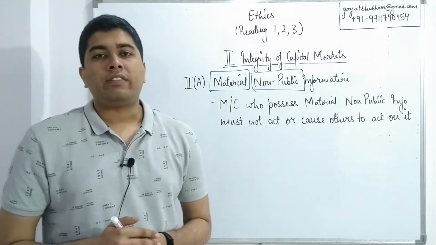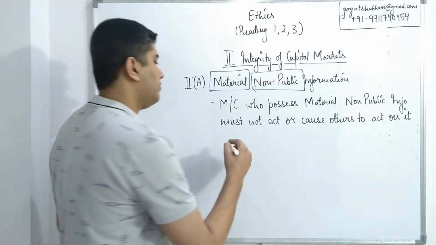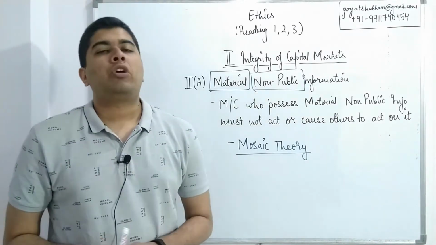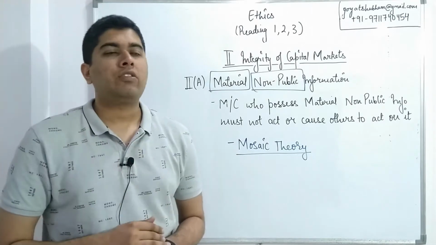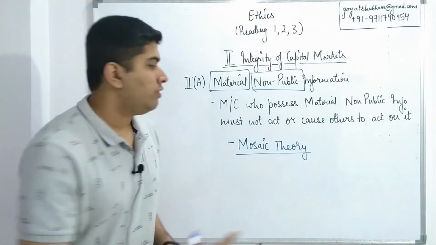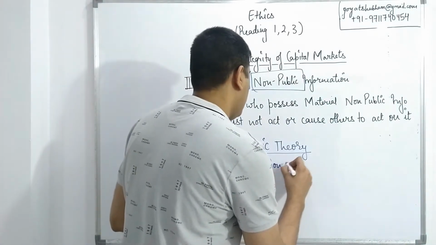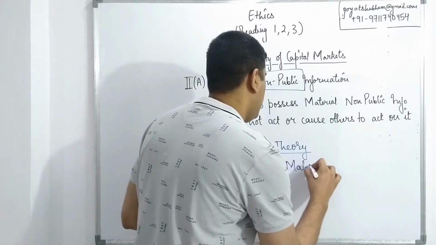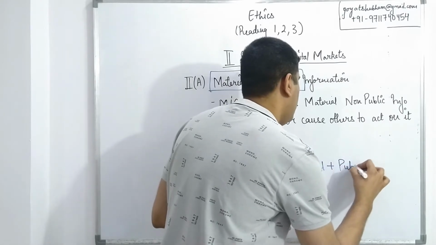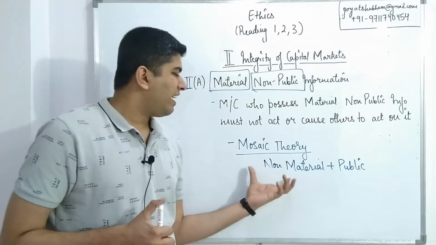One particular case that is given specifically by your institute is known as mosaic theory. Now, mosaic theory is talking about a specific case where I decide to combine non-material information along with public information. So let's just write it in some sort of an equation. So what exactly could this be?